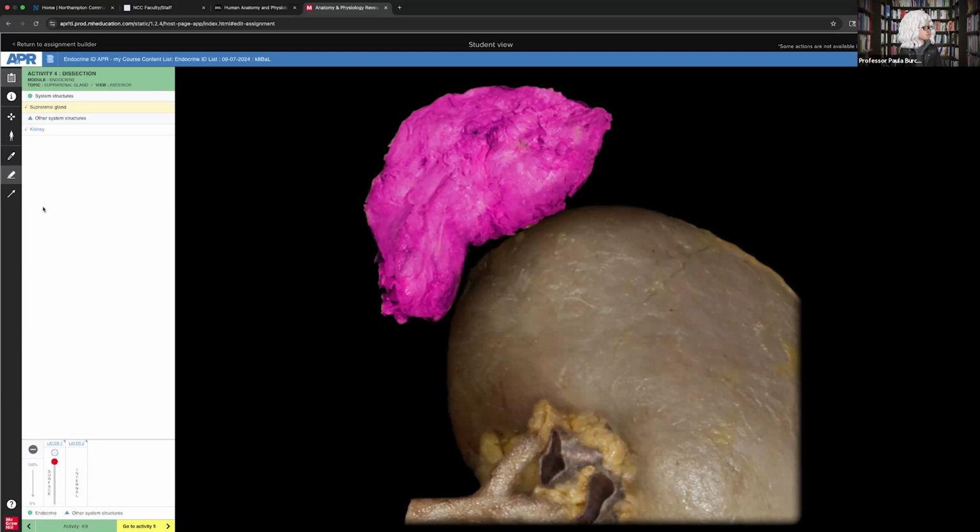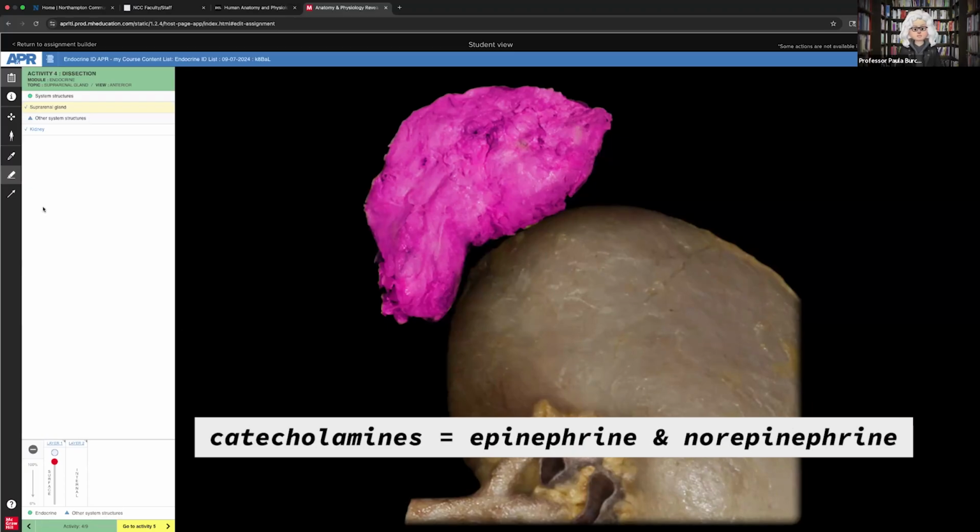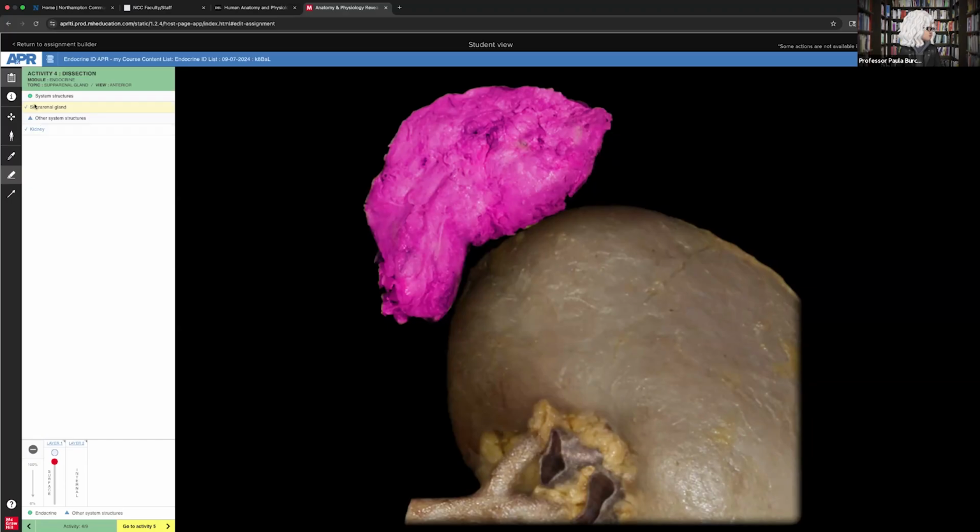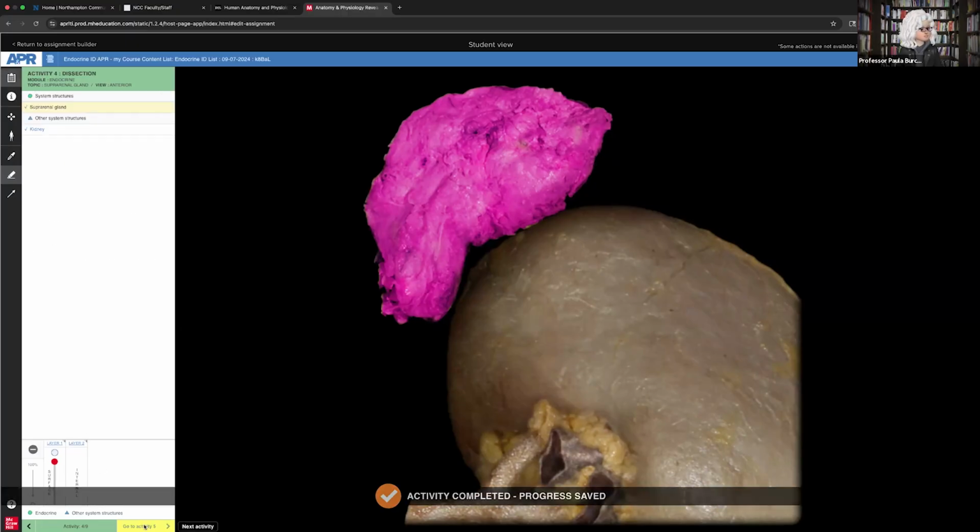And remember, the adrenal medulla releases catecholamines, which consist of norepinephrine and epinephrine. Don't forget, you can go over here to the icon here, and that will give you some additional information about that particular structure. Let's go back to the list, and we'll move on to the next activity.